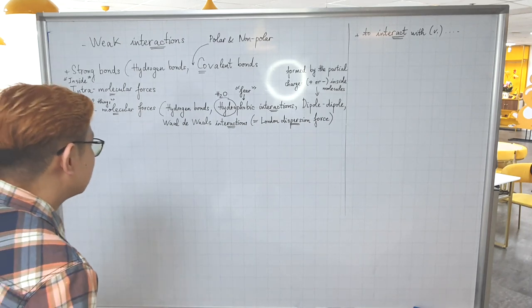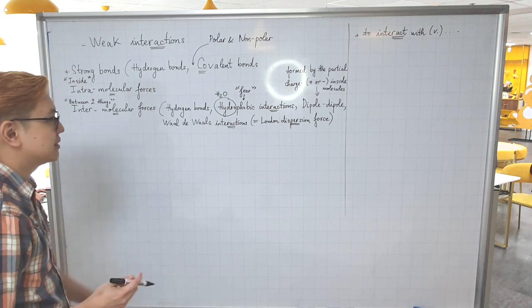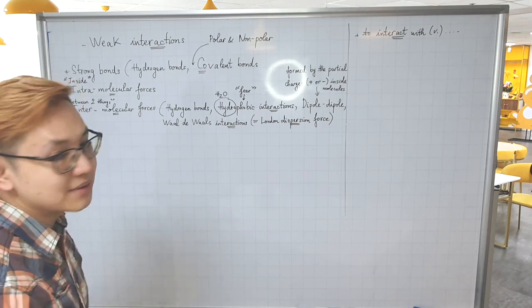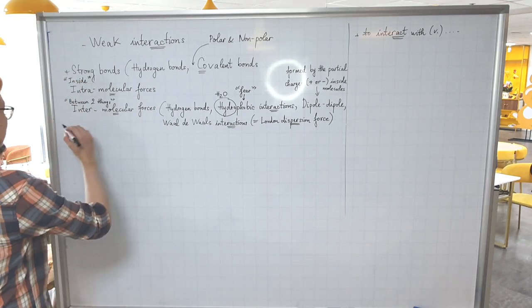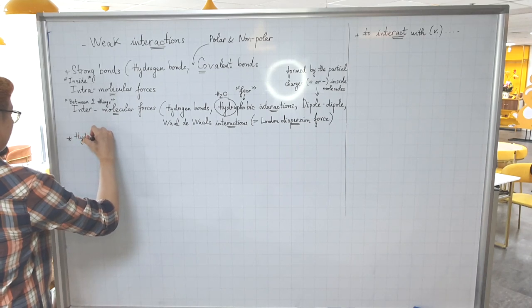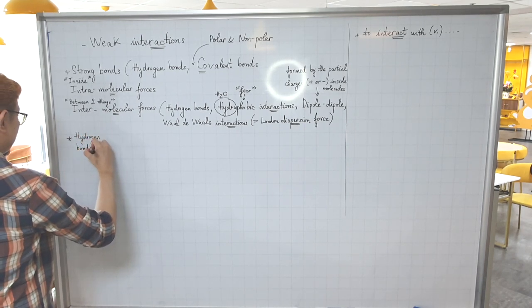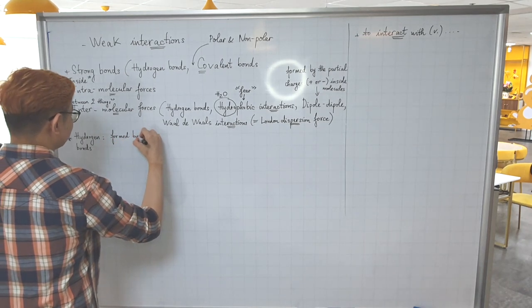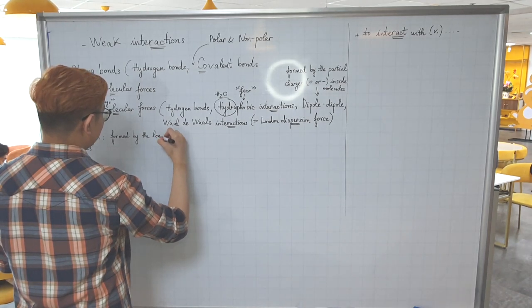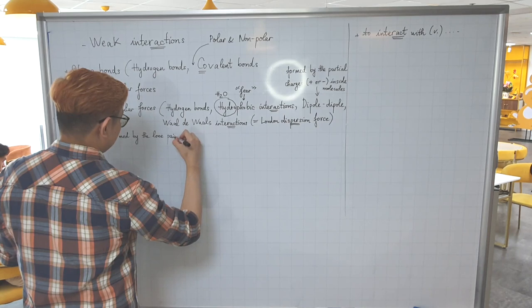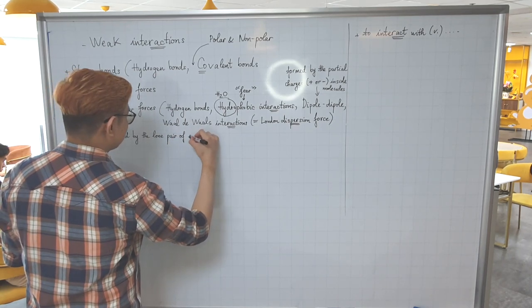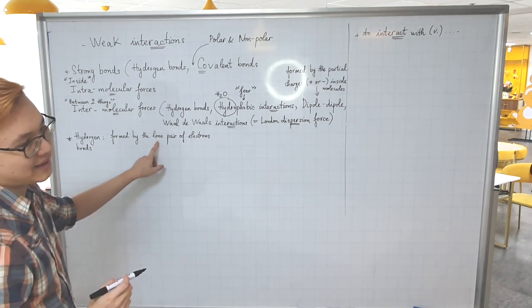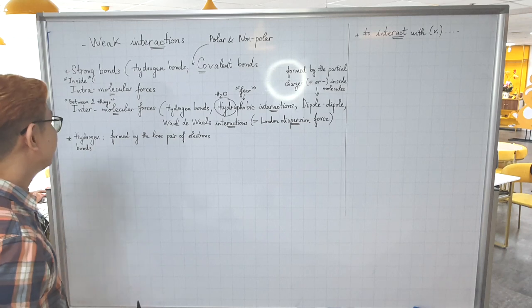So what else we have? Okay, these are weak interactions. I'll explain. Bây giờ chúng ta sẽ đi qua từng cái lực này đã. Let's talk about hydrogen bonds, okay? Hydrogen bonds are formed by what? Hydrogen bonds are formed by the lone pair, cái cặp đôi electron tự do. But the lone pairs of electrons, cái cặp đôi electron mà nó tự do, nó lơ lửng, nó lẻ loi đâu ấy, nó không có liên kết gì khác, nó gọi là cặp đôi electron tự do.